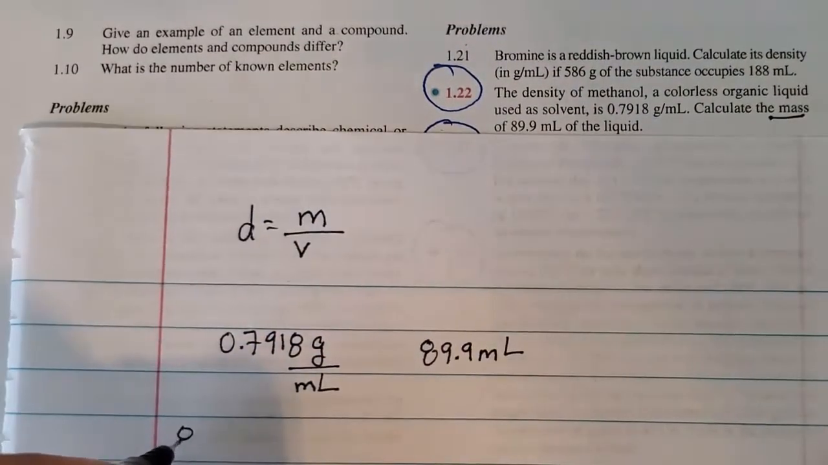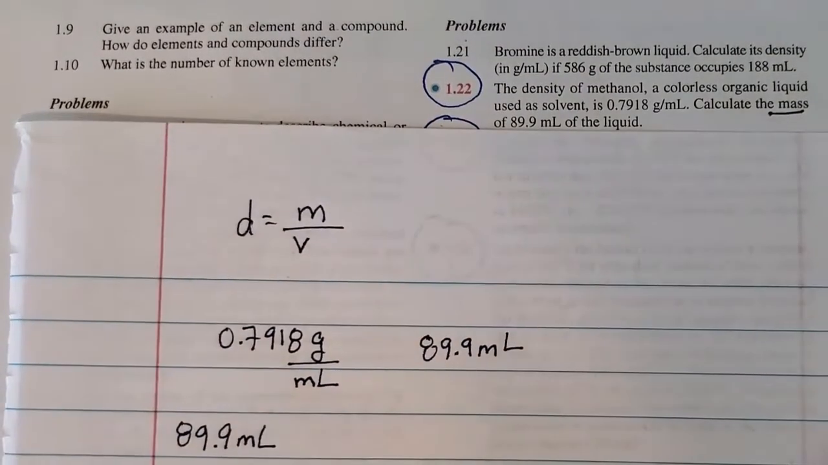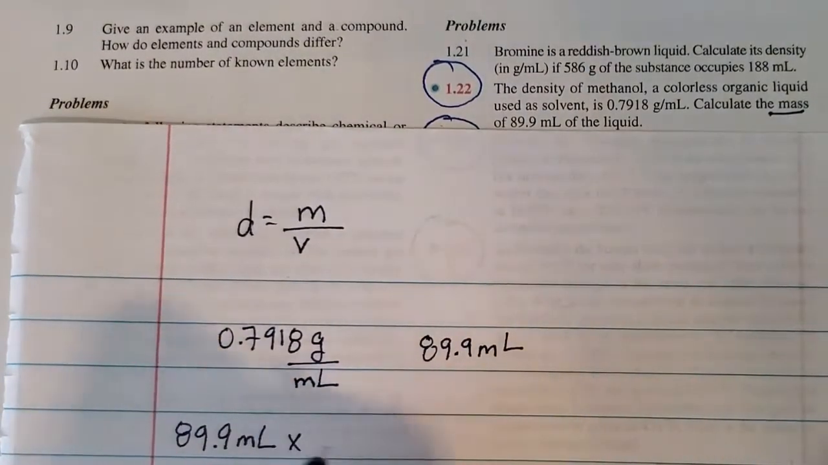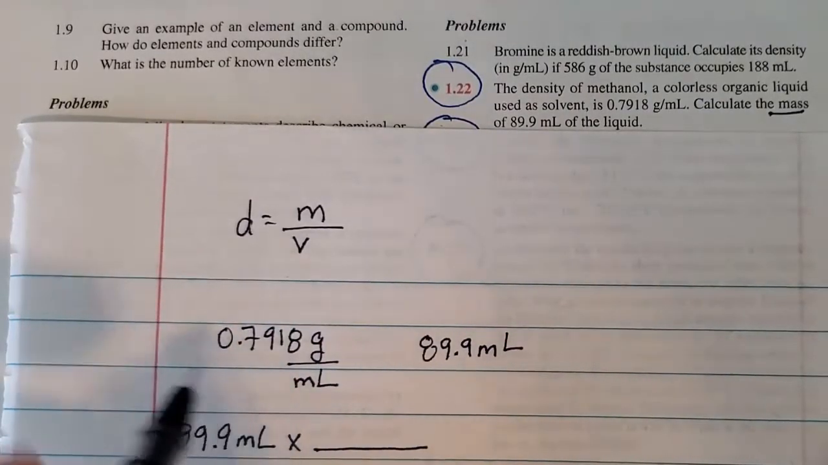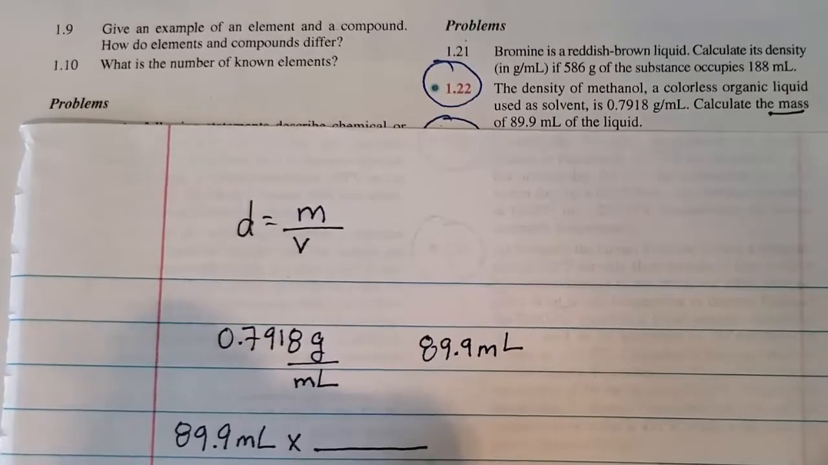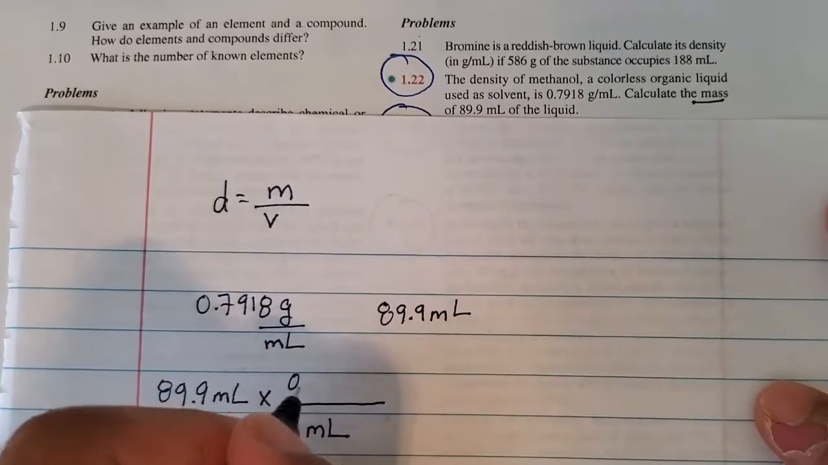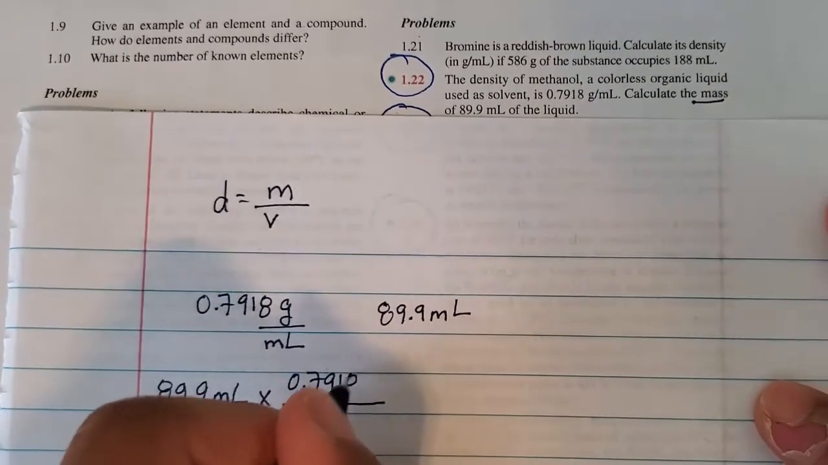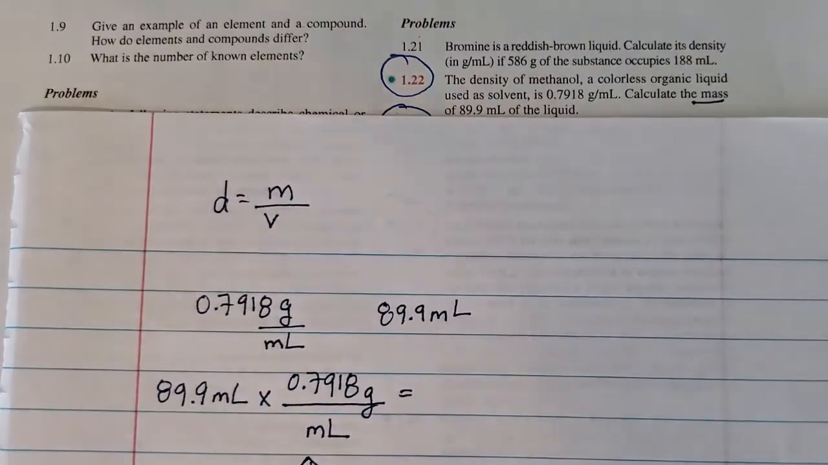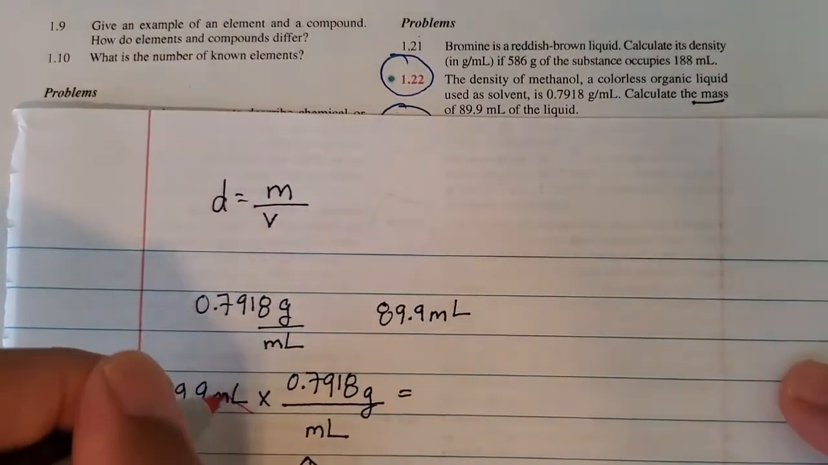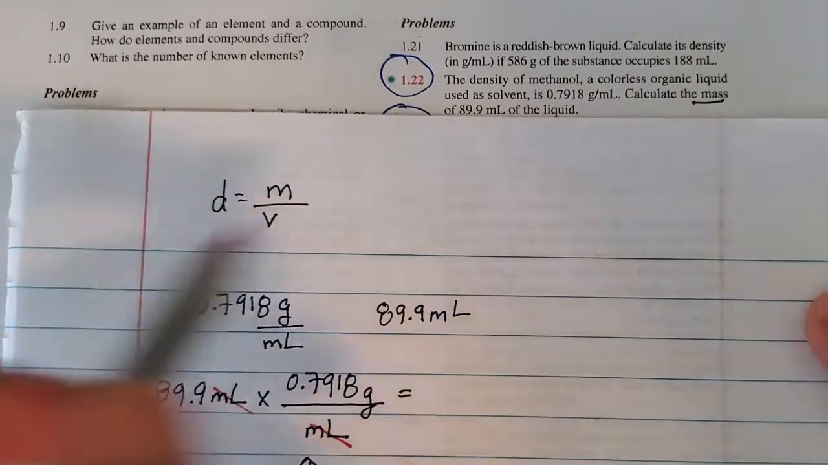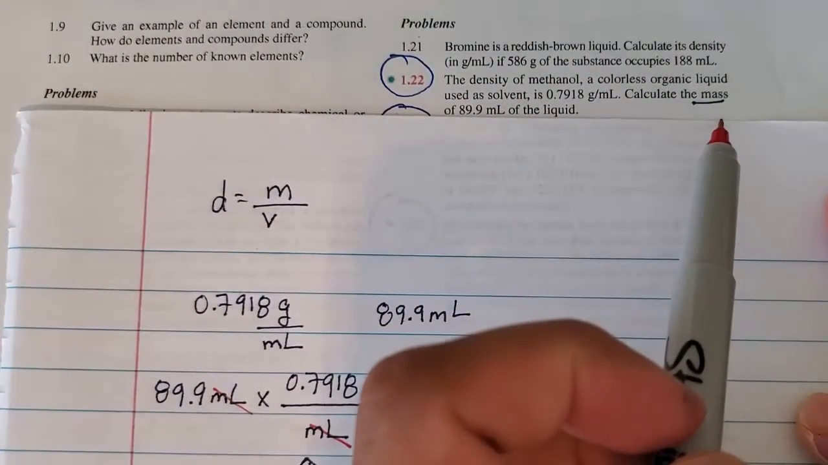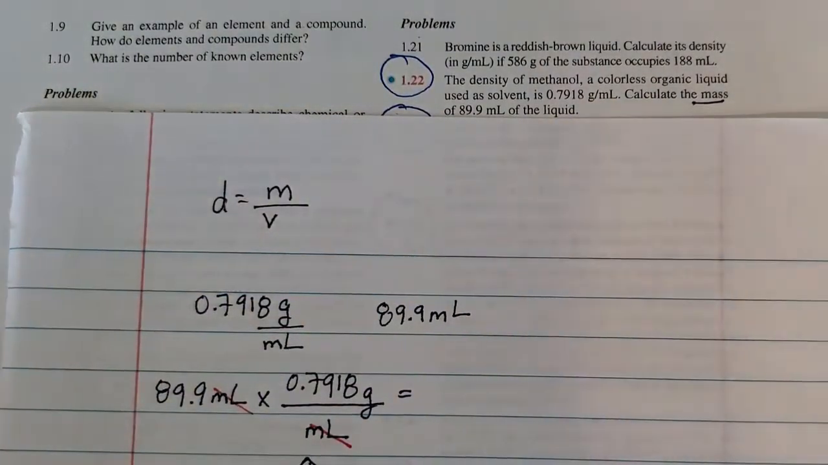What I can automatically see in my mind is that I have 89.9 mL of this methanol solution. And you notice this conversion factor, grams per mL. I'm going to put the mL at the bottom and the 0.7918 grams at the top. Then the milliliters and milliliters cancel, and I'm left with units of grams, which is mass. So I'm going to give the answer in units of grams.